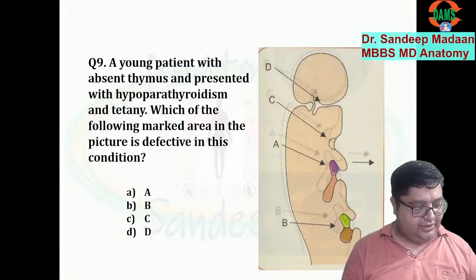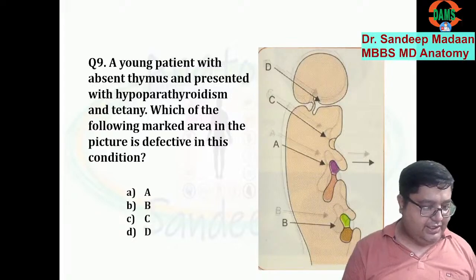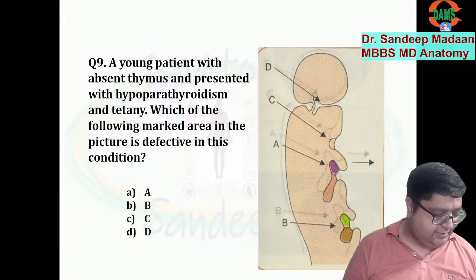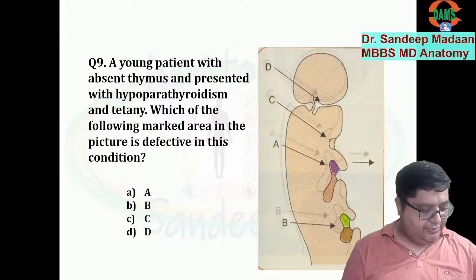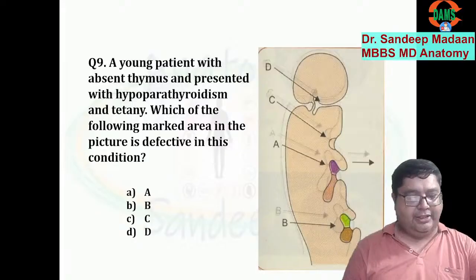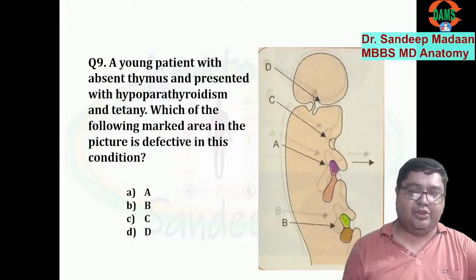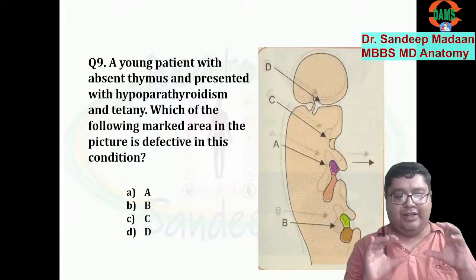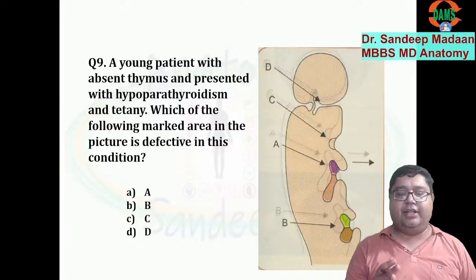Now the next question. First of all, can you identify the given condition here? Everyone, this question is open for everyone. Can you make a guess? What is the given condition? The patient has come with the absent thymus. So thymus is absent. And also he is having the features of hypoparathyroidism and tetany is there.